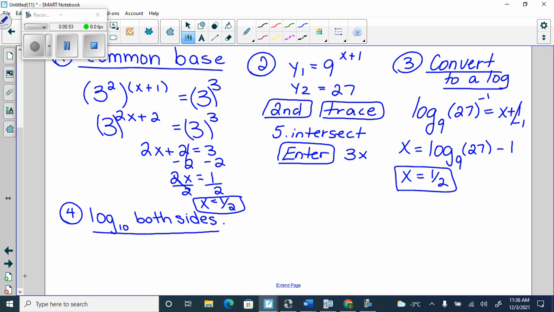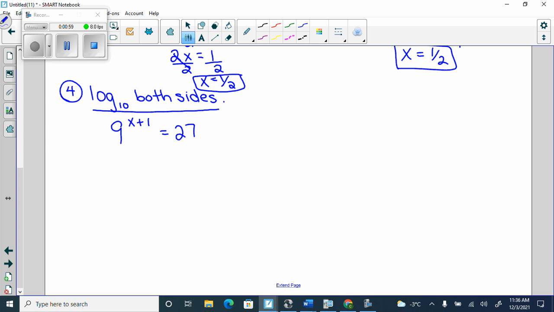Okay? So it's 9 to the x plus 1 equals 27. And I told you, basically we log base 10 both sides. Because what you do to one side, you just have to do to the other, right? So if you're log base 10 one side, you have to log base 10 the other. So we go log base 10 of 9 to the x plus 1 equals log base 10 of 27.